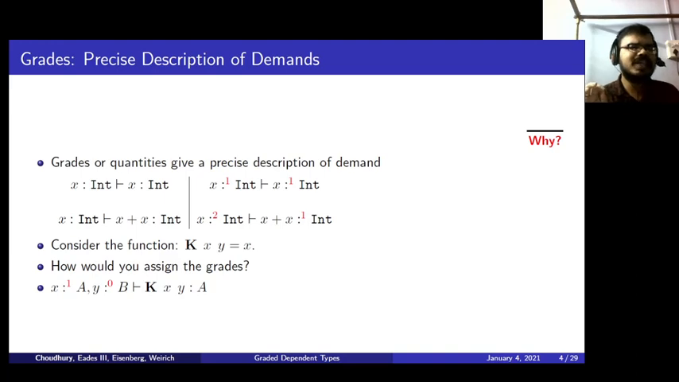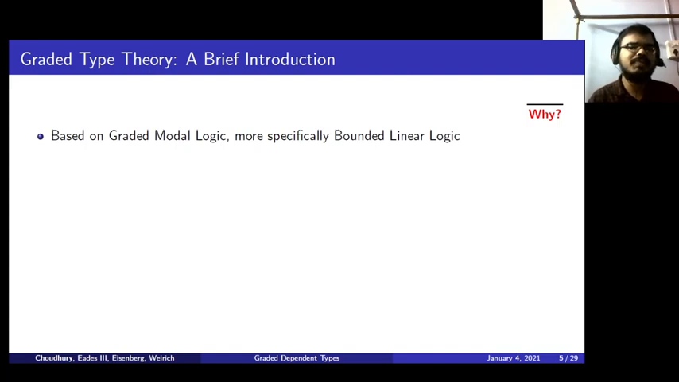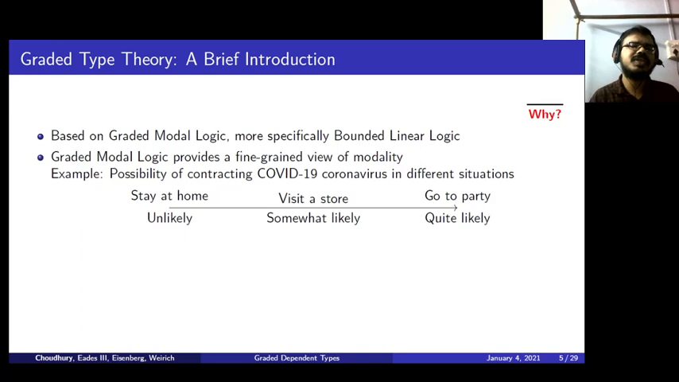Now that we have got some idea about grades, let's look at the theory behind grades. Graded type theory is based on graded modal logic, or more specifically, bounded linear logic. Graded modal logic gives a fine-grained view of modality. For example, consider the possibility of contracting COVID-19 coronavirus in different situations. If we stay at home, we are unlikely to contract it, but we are somewhat likely to contract it if we visit a store. If we go to a party, we are quite likely to contract it. Unlikely, somewhat likely, and quite likely are grades of likelihood.